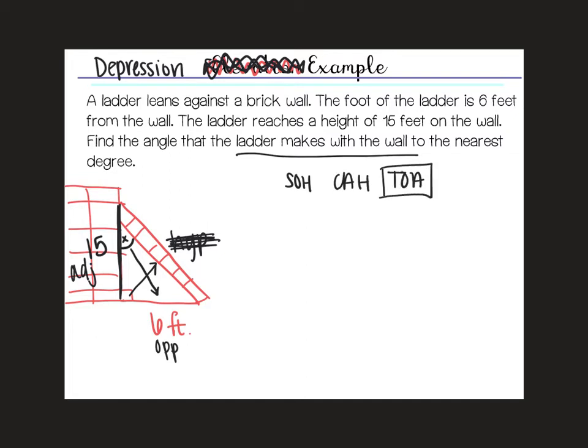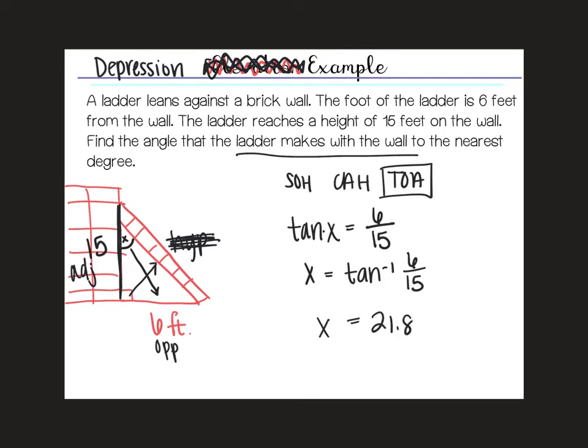So now I'm going to set this up. So I have tan, my angle, which is x, equals opposite, which is 6, over adjacent, which is 15. Remember, when you're trying to get tangent and x apart, the inverse is the tan with the little -1. So this ends up being tan -1, 6 over 15, which we find out is 21.8 degrees.